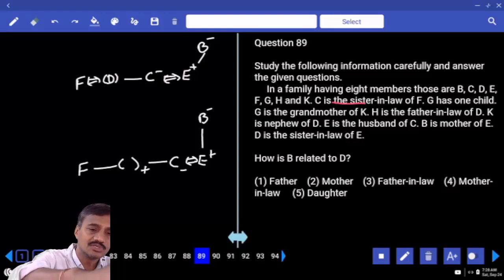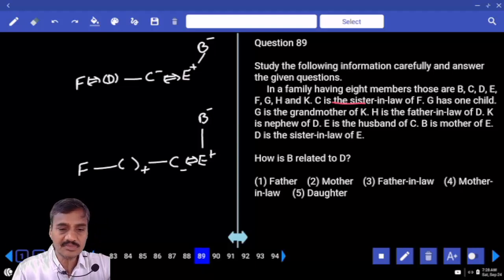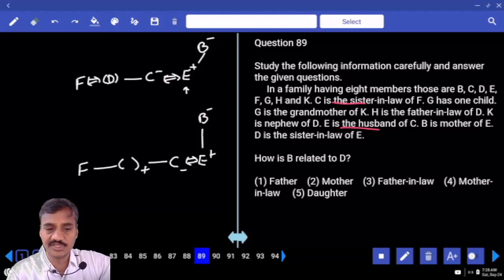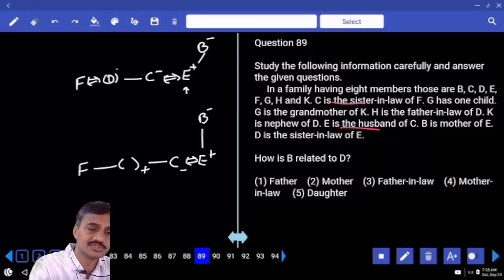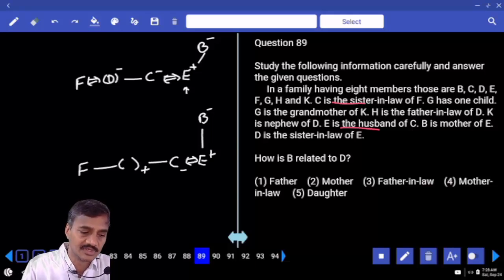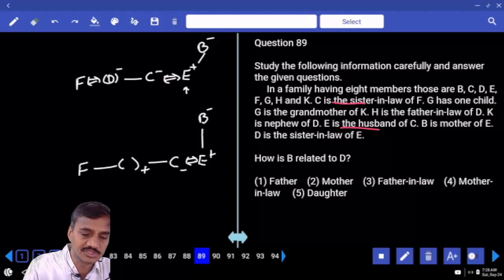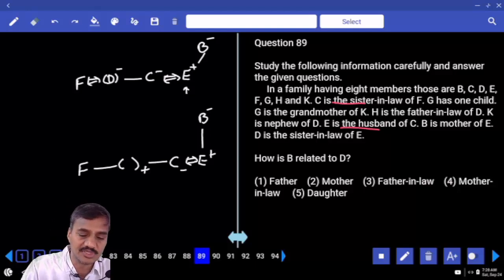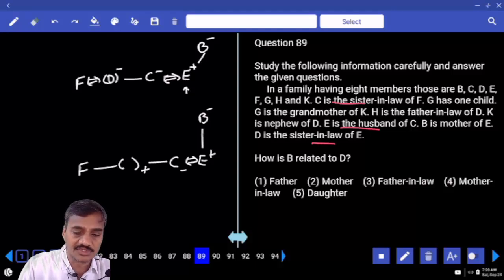Is there any chance here for us? What is E? E is a male. Since E is male, E is the husband of C. And at the same time, D is the sister-in-law of E. D is here. Now in the second case, D is the sister-in-law of E, is there any chance for us? No. Why not? E is male. Then next one, let us look at the first case.